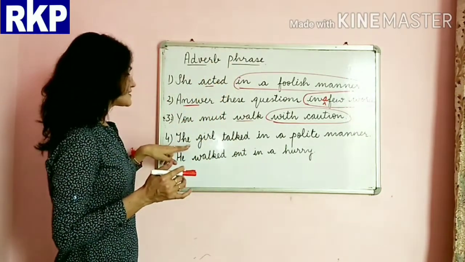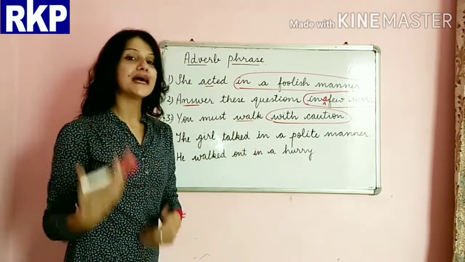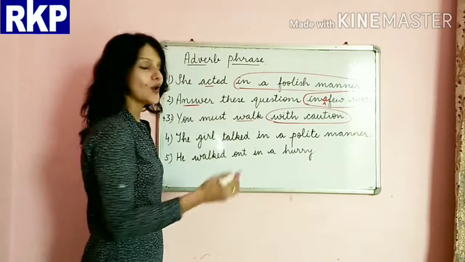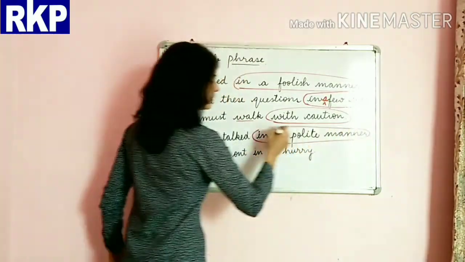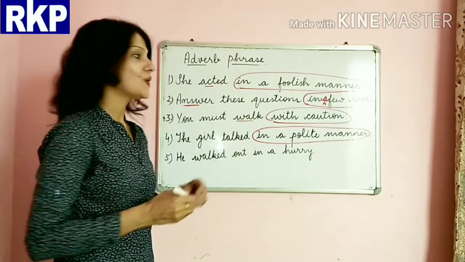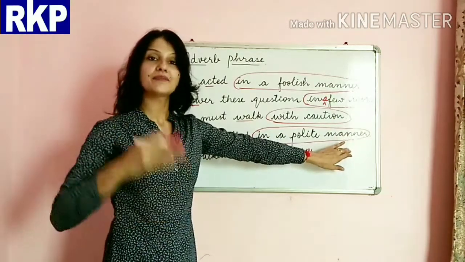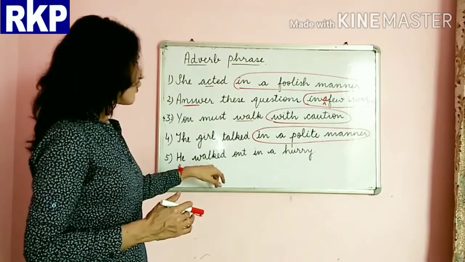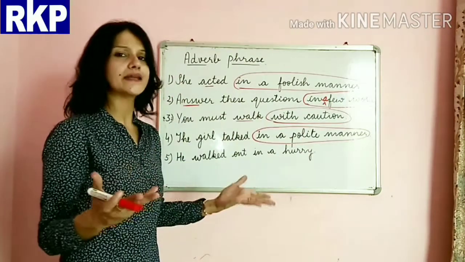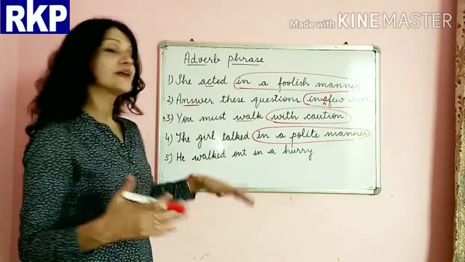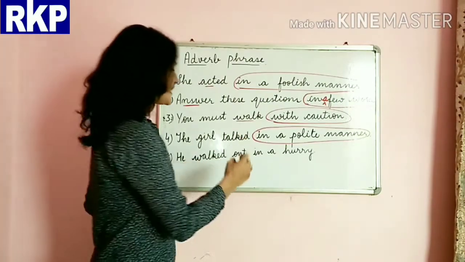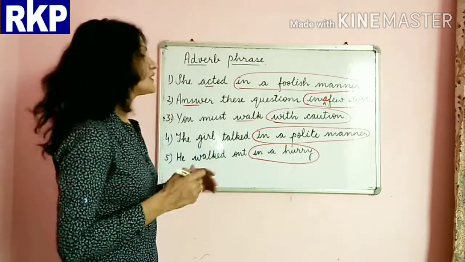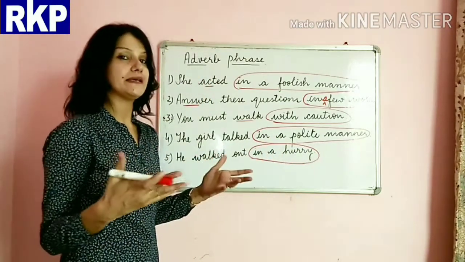Next is, the girl talked in a polite manner. Now how did the girl talk? She talked in a polite manner. So this is our adverb phrase. Now next is, he walked out in a hurry. So how did he walk out? He walked out very quickly, in a hurry.